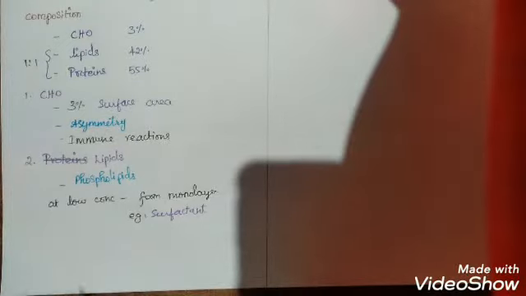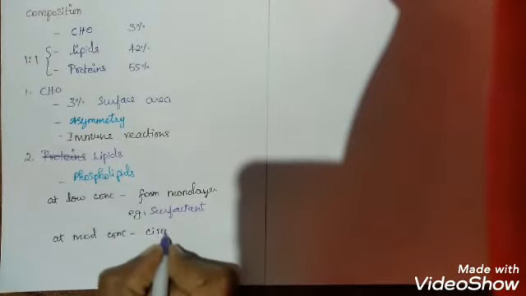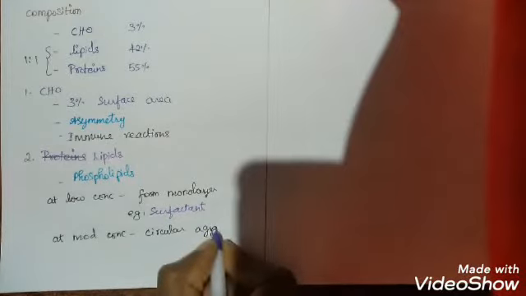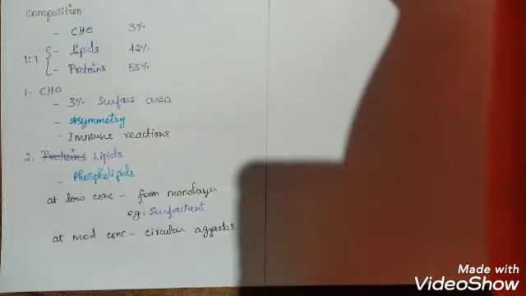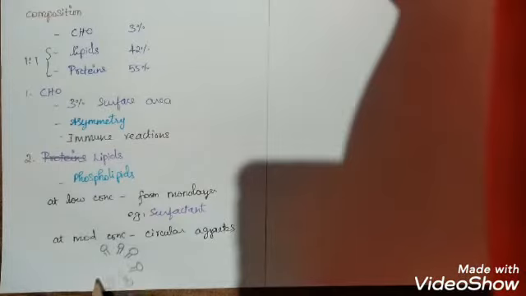And phospholipids at moderate concentration form circular aggregates. It's like this. They form a missile-like shape, like bile salt aggregates. 20 to 40 bile salt molecules form a circular arrangement, and the tail portion is fat soluble and the outward portion is water soluble, and the fat substance is in between. So these are called micelles.